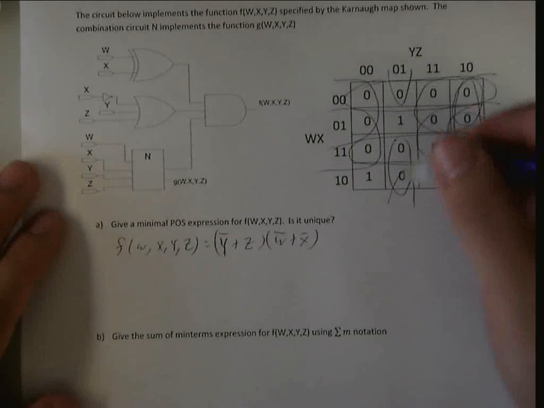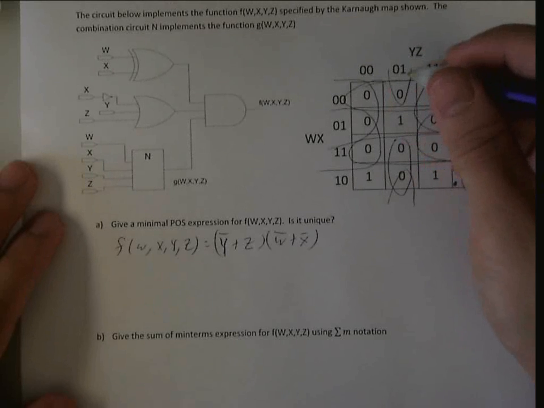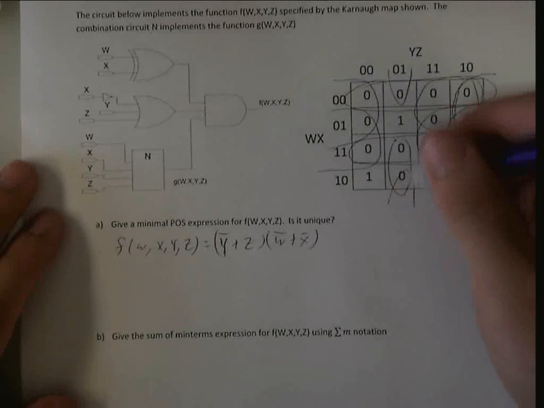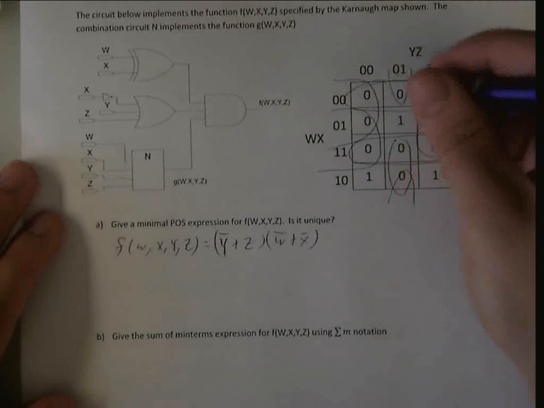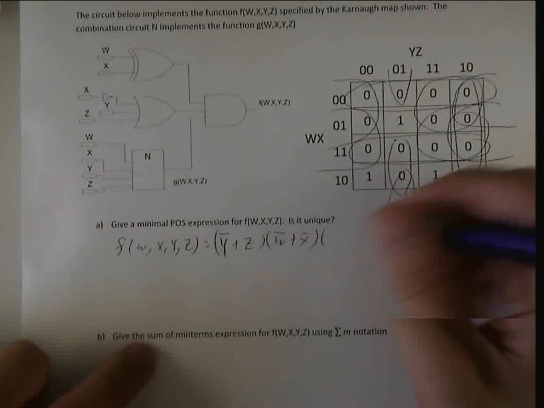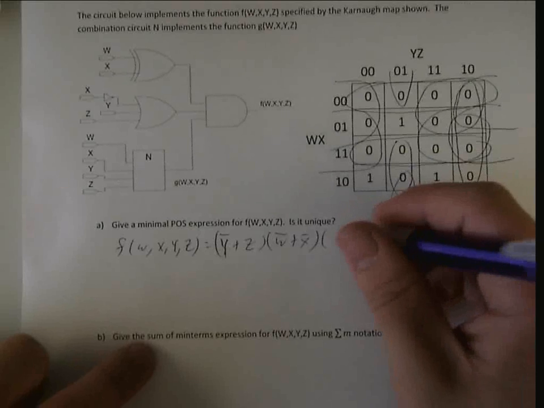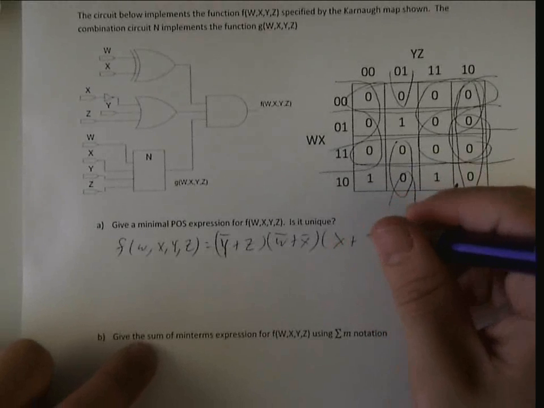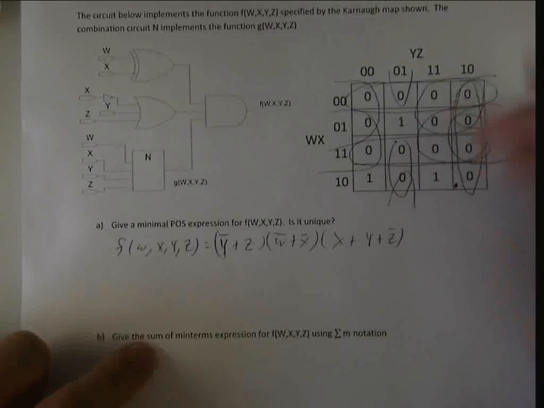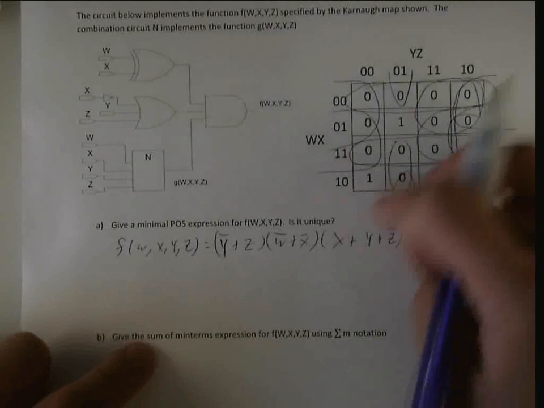And now I want to add this 0 in, either this one or this one. So if I look at this loop, it adds 2 versus 1 cells. So I'm going to take this loop and see if that works. And so that's going to be X or Y or Z bar. And then so that's got 1, 2, 3.